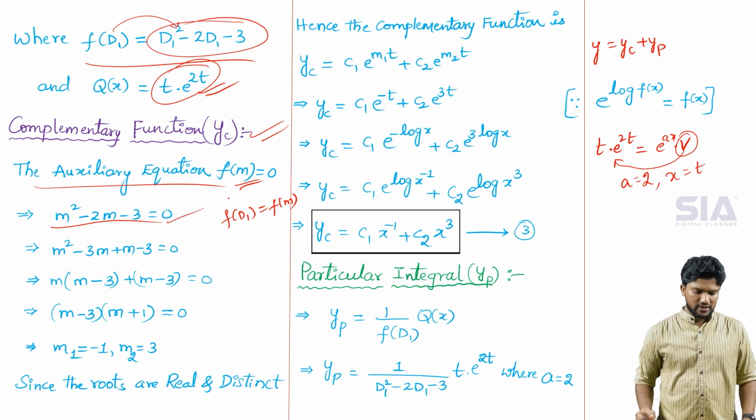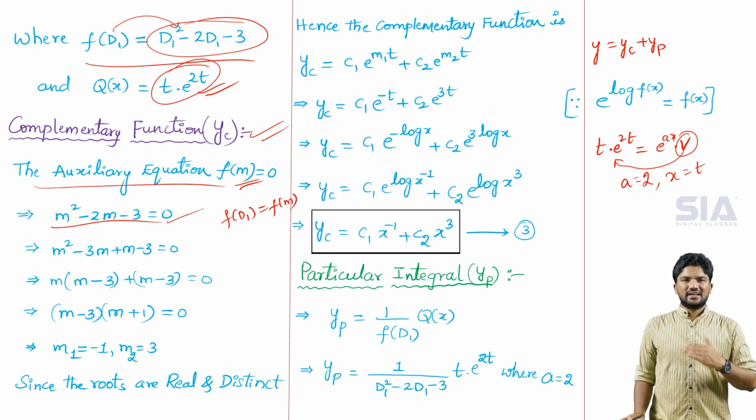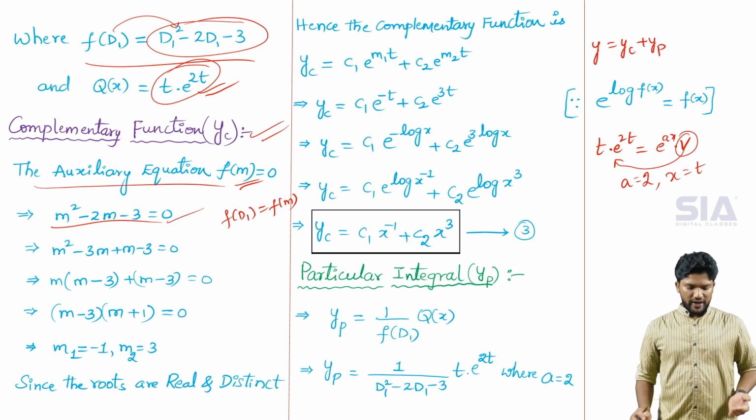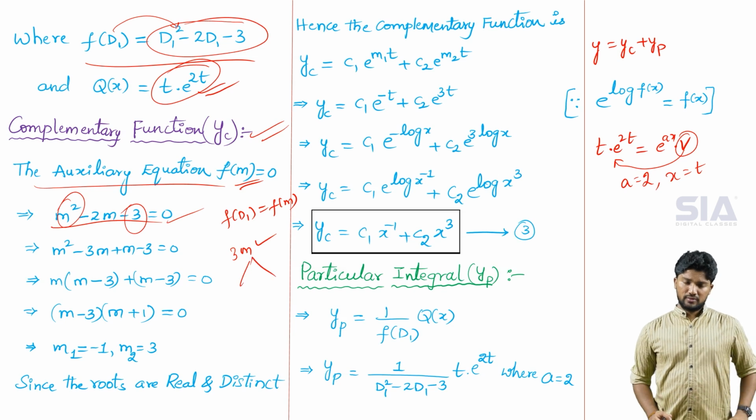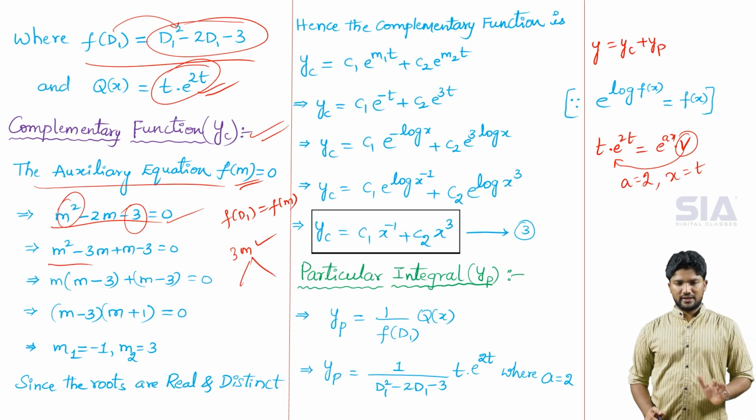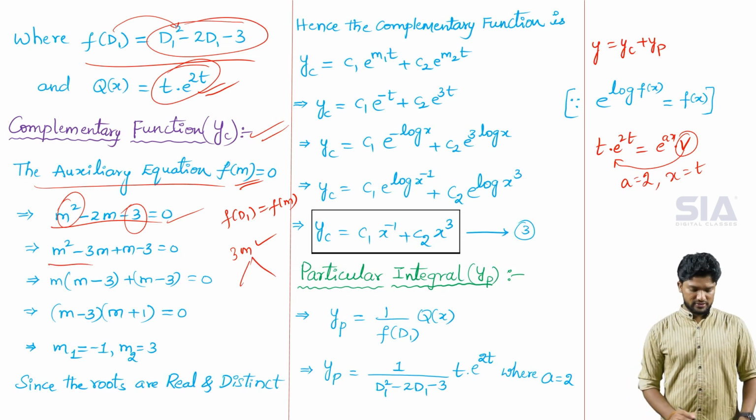So in that equation, m square minus 2m minus 3 is equal to 0. So find out the roots. If you multiply the first term and last term, minus 3m square will come. If you separate them, minus 3 and 1. So therefore m square minus 3m plus m minus 3 equal to 0.